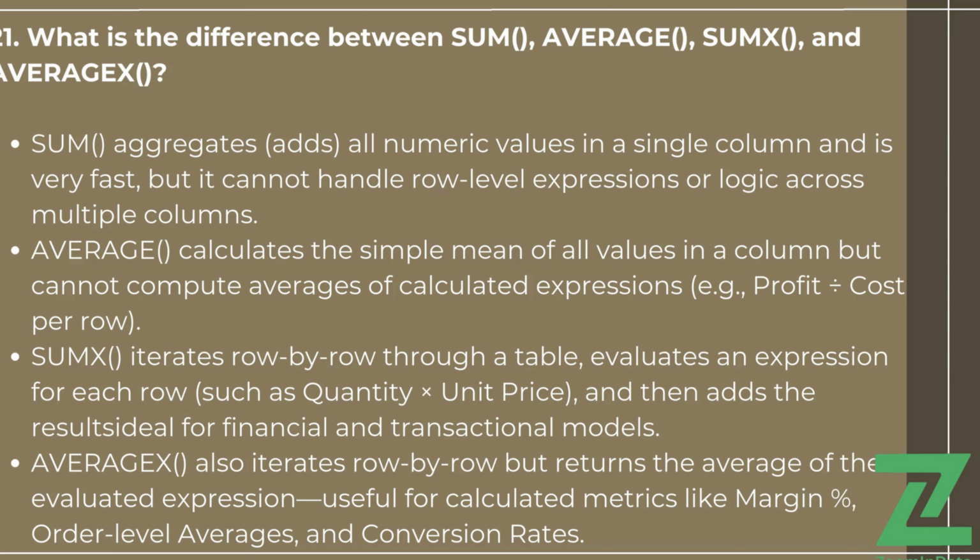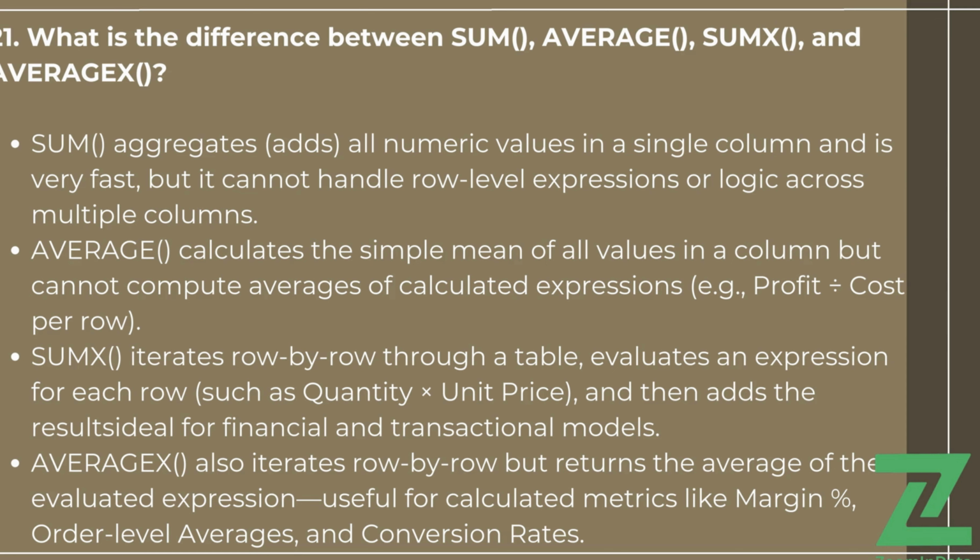The SUMX function works row by row through a table, evaluates an expression for each row, such as quantity multiplied by unit price, and then adds all the results. It is ideal for financial and transactional models. The AVERAGEX function also works row by row but returns the average of the evaluated expression. It is useful for calculated metrics like margin percentage, order level averages, and conversion rates.